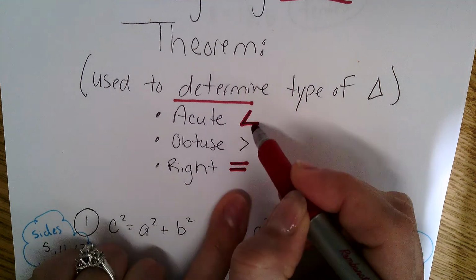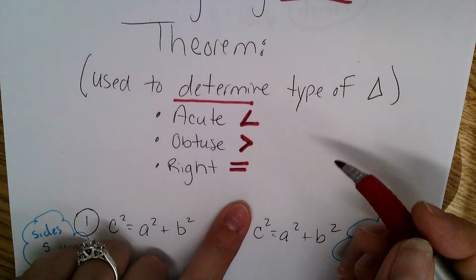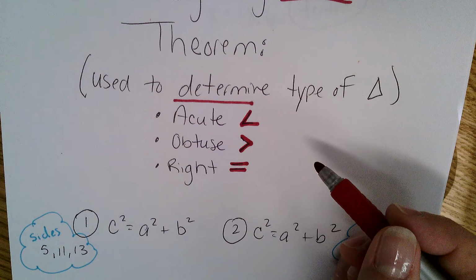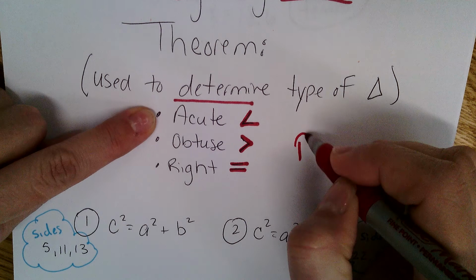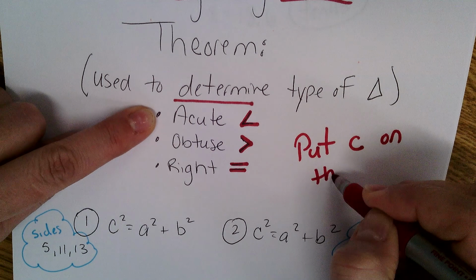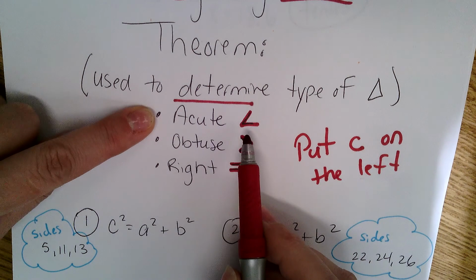So what we're going to work on now, and this is the reason why I set the Pythagorean theorem up backwards on the other video, is because now we're going to compare them. And it should make sense as long as you put the C on the left, these symbols will let you know what type it is.